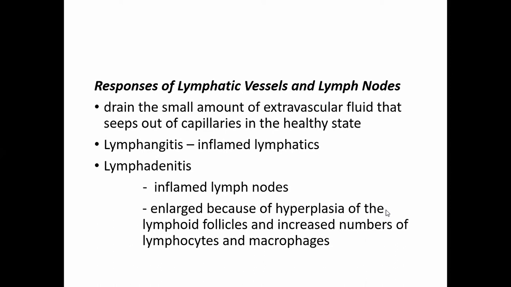And then the lymphatic vessels, like the blood vessels, also proliferate during inflammation to handle the increased load. So they become secondarily inflamed, known as lymphangitis, as well as the draining lymph nodes. If there is infection and immune response, the lymph nodes are inflamed, known here as lymphadenitis. So the inflamed lymph nodes are often enlarged because of hyperplasia of the lymphoid follicles and the increased numbers of lymphocytes and macrophages.